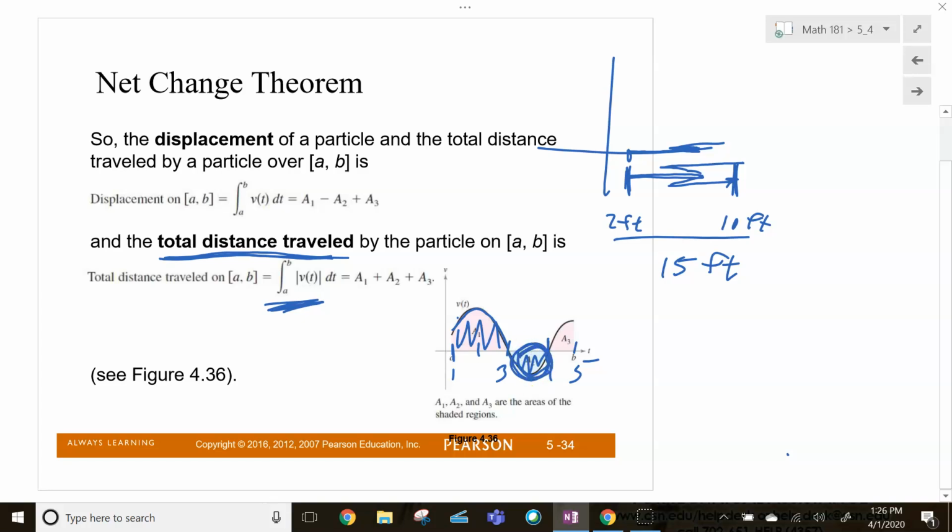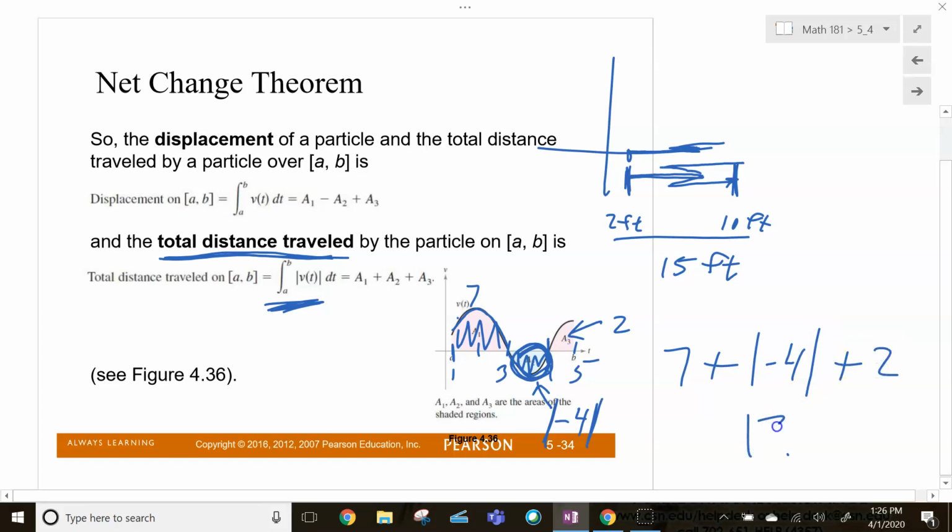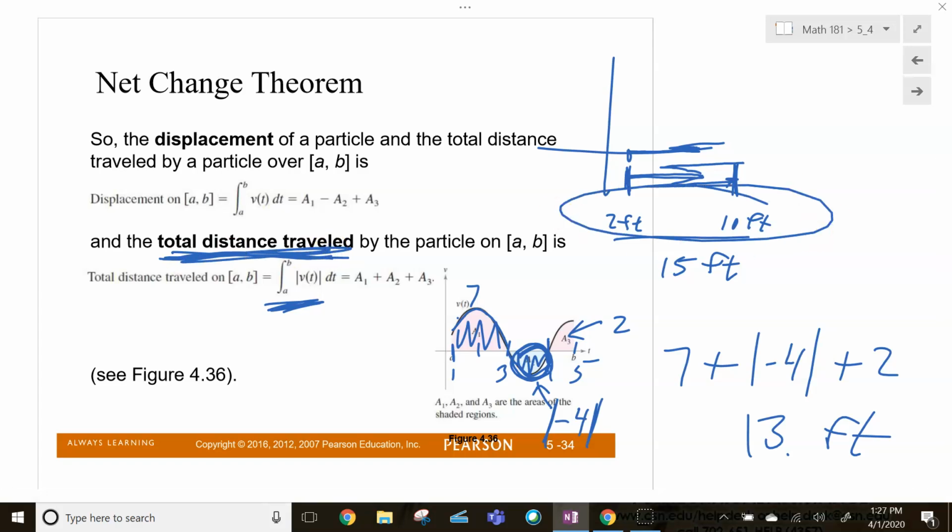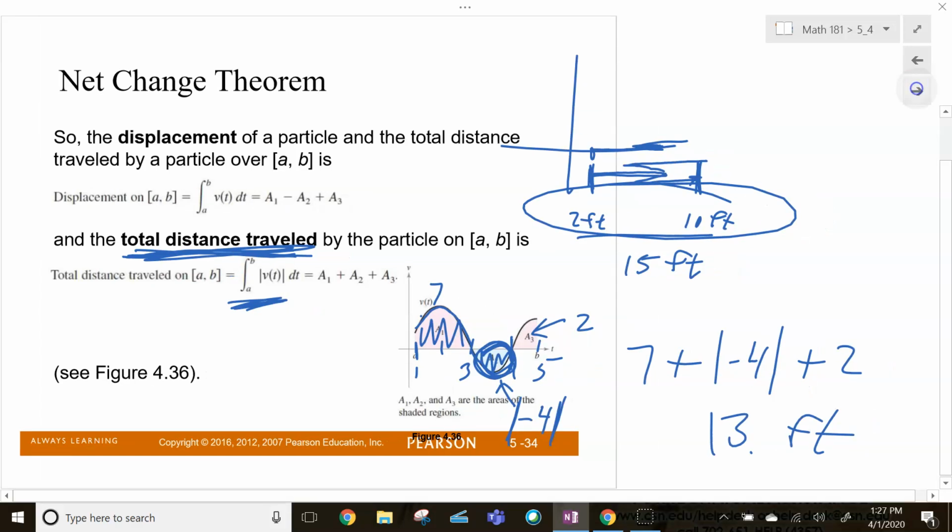So let's say this total distance was 7. This total distance was maybe 4, but it's going to spit out -4, so you've got to run the absolute value on that. And then this total distance is 2. So it'd be 7 plus that integral plus 2. So in this case, it ends up being 13 feet as the total distance traveled, even though maybe it was only 8 feet or whatever in terms of displacement.